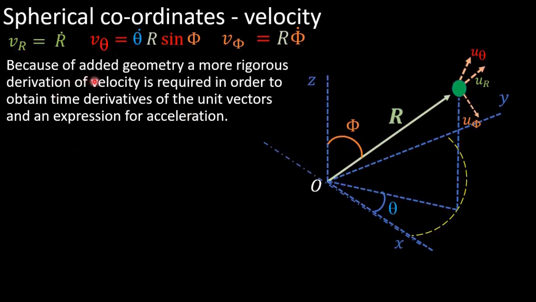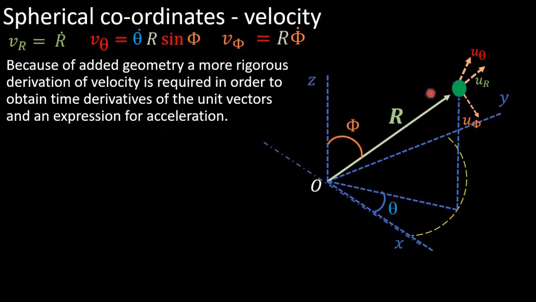Because of the added geometry, a more rigorous derivation of velocity is required in order to obtain time derivatives of the unit vectors and an expression for acceleration. So we need to find an expression for acceleration in the u sub phi direction, u sub r, and u sub theta direction. Because of the geometry, this can be quite complicated.